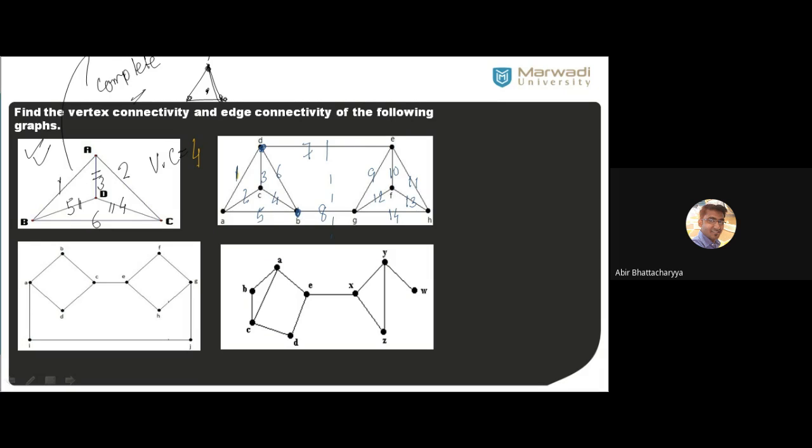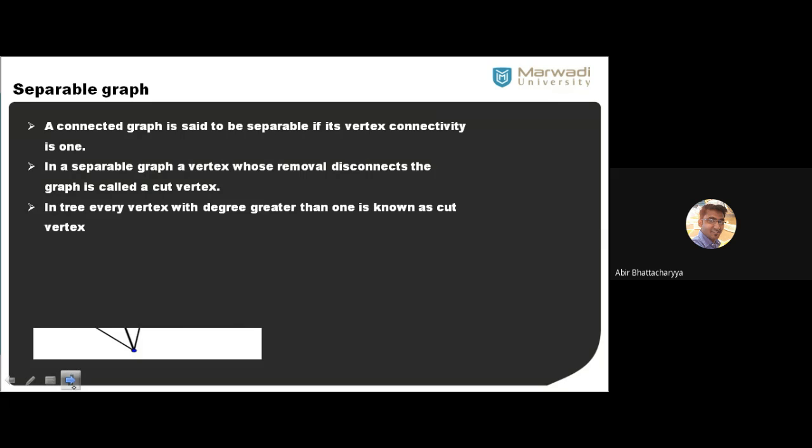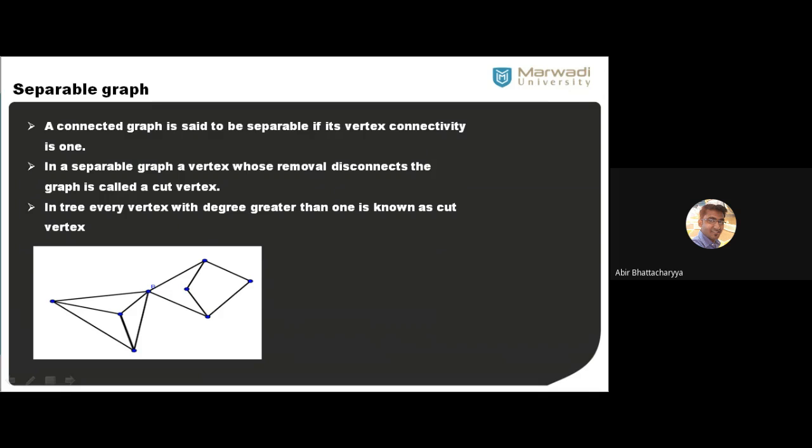Next thing is, what is a separable graph? A connected graph is said to be separable if its vertex connectivity is 1. So whenever we have a graph whose vertex connectivity is 1, it doesn't matter what the edge connectivity is. That graph is known as a separable graph.